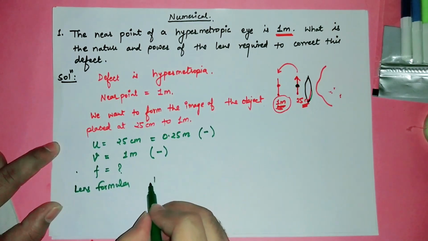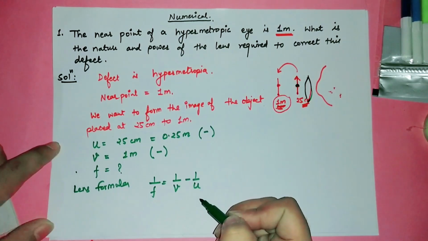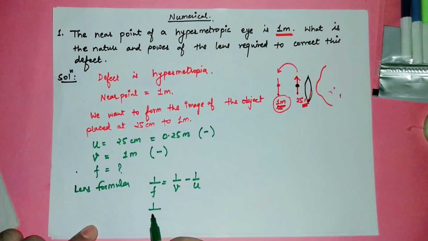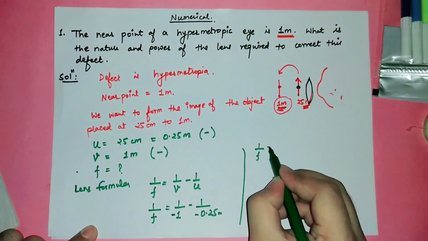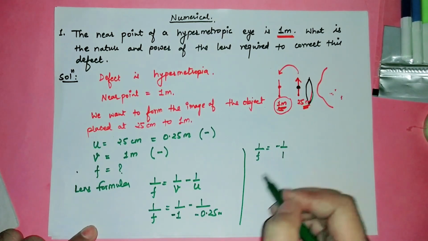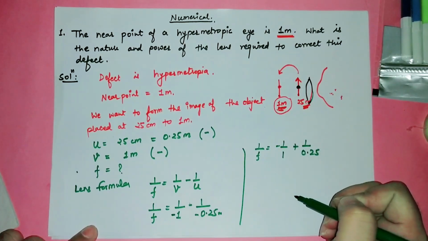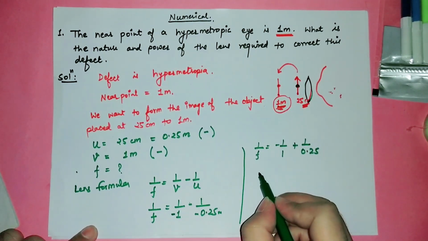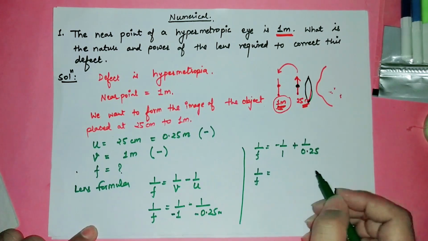We know that 1 upon F is equals to 1 upon V minus 1 upon U. Okay, so put the values. 1 upon F we want to calculate is equals to 1 upon V, which is 1 meter, minus 1 upon U, which is minus 0.25 meter. So this is 1 upon F is equals to 1 upon 1 plus 1 upon 0.25.